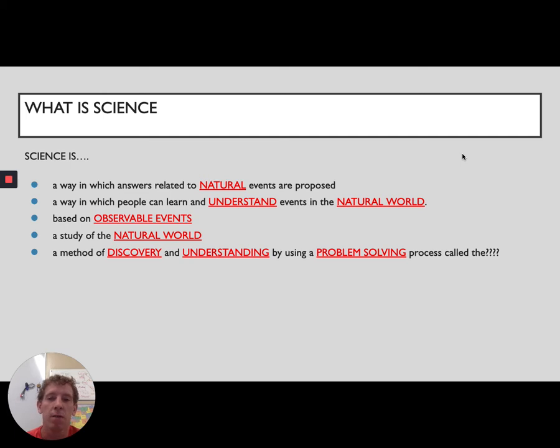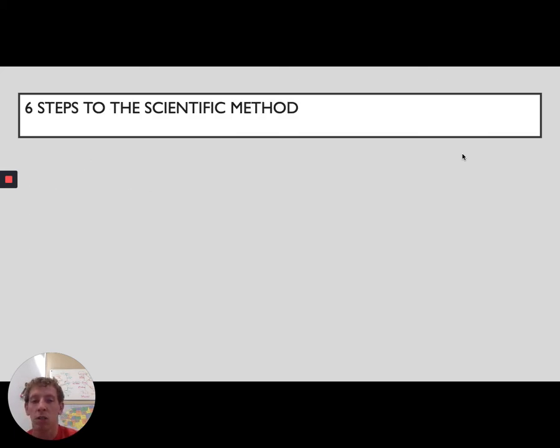A method of discovery and understanding by using a problem solving process called the... what are we going to use? What process is this? This is all on the scientific method. So there's 6 steps to the scientific method. It's something we will use. You guys use it every day, you don't even realize it. It's something that scientists use every day, every time they do an experiment. So it's something very important that we need to know.